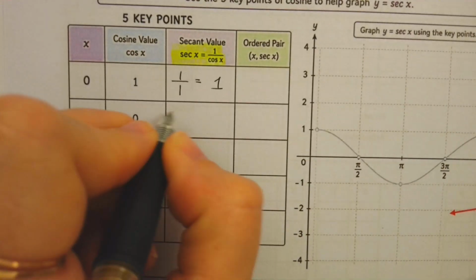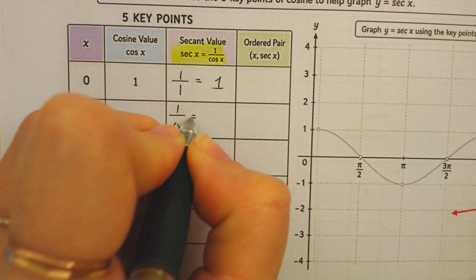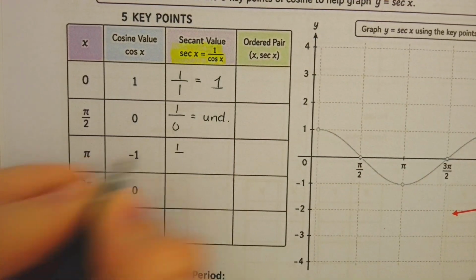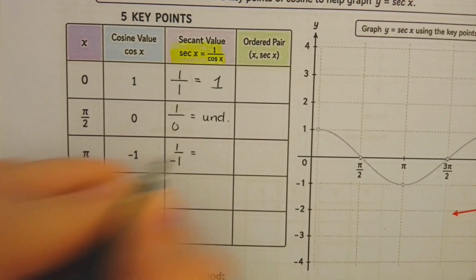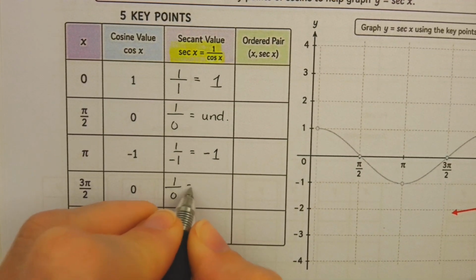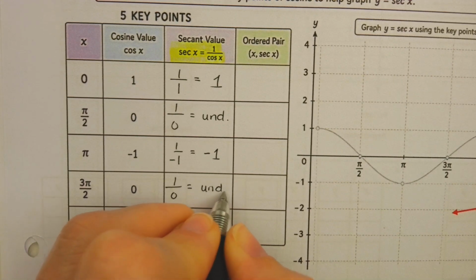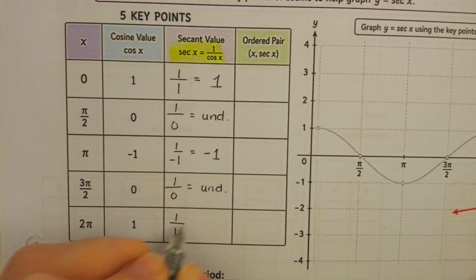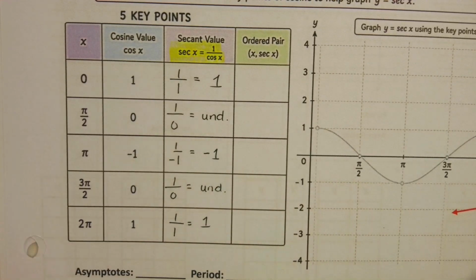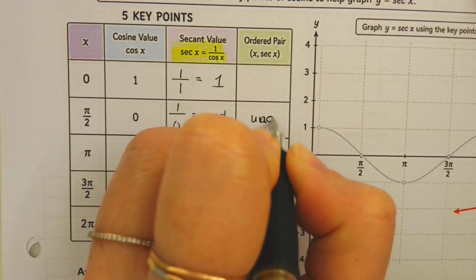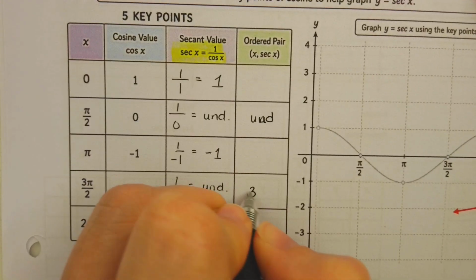Okay, if I do 1 over the cosine value of 0, we have an undefined there. 1 over the cosine value of -1 would be -1. 1 over a cosine value of 0, we'd have undefined. And then lastly, 1 over a cosine value of 1 would be 1 again. So we ended up with 2 asymptotes on this one at pi over 2 and another at 3 pi over 2.